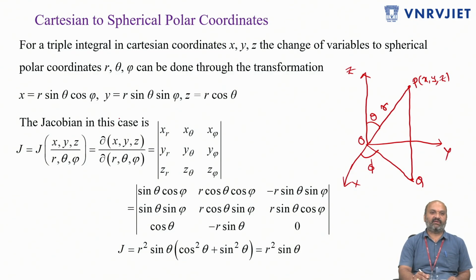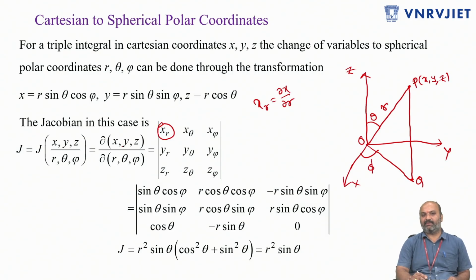That is, x equals r sin theta cos phi, y equals r sin theta sin phi, and z equals r cos theta. As usual, we determine the Jacobian of x, y, z with respect to r, theta, phi. This is another way of representing the partial derivative: x suffix r is nothing but dou x by dou r. In the similar manner, the other partial derivatives.